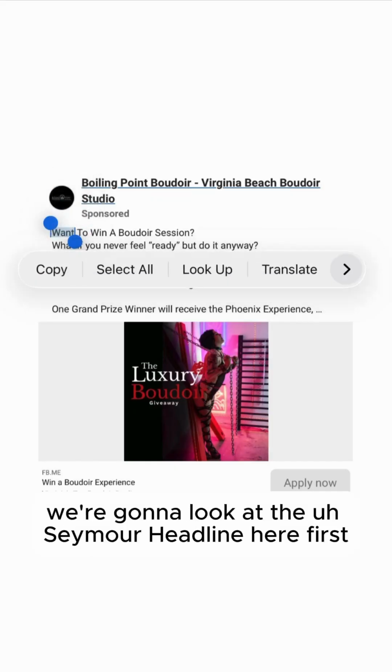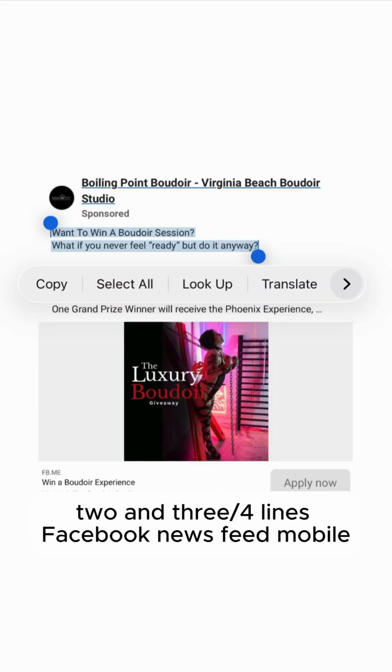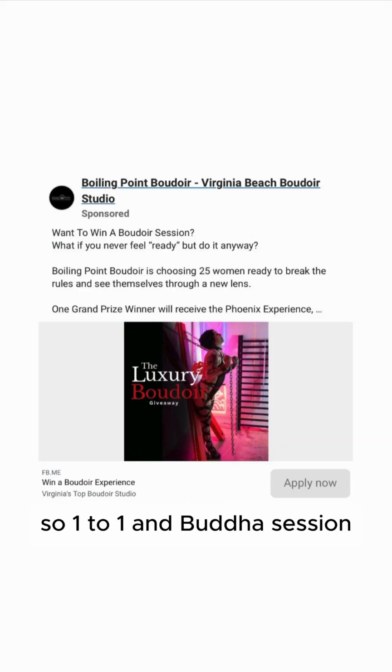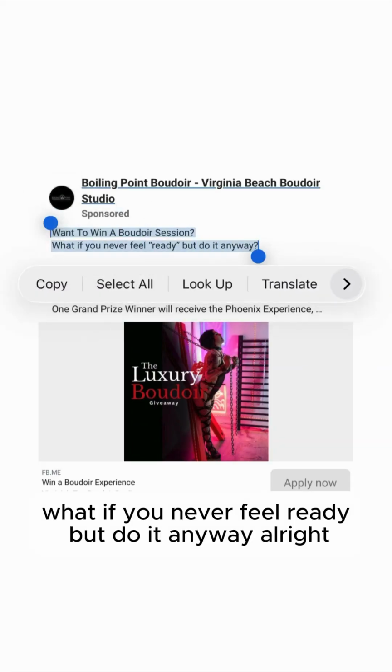Finally, we're going to look at the See More headline here. First two and three-quarter lines, Facebook newsfeed mobile. We ain't got nothing on line 3 here. So: "Want to win a boudoir session? What if you never feel ready but do it anyway?"